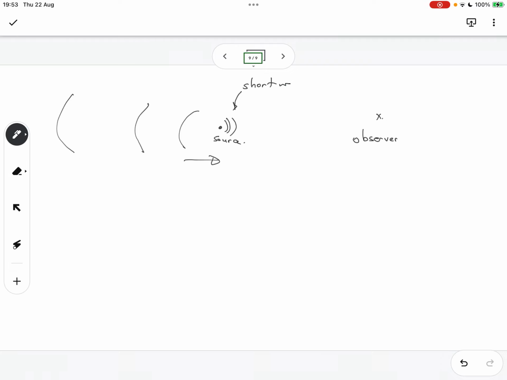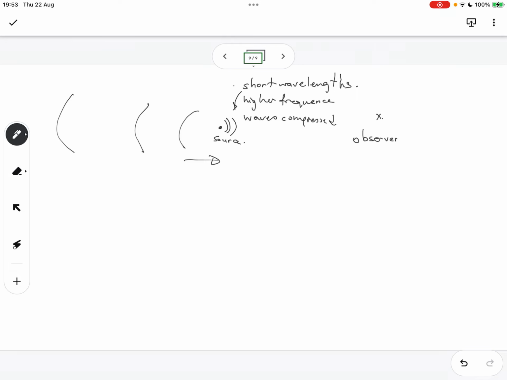So let's just look at keywords. Short wavelengths, compressed waves, and then higher frequency. And this is because waves are compressed. So those are just our keywords, okay?